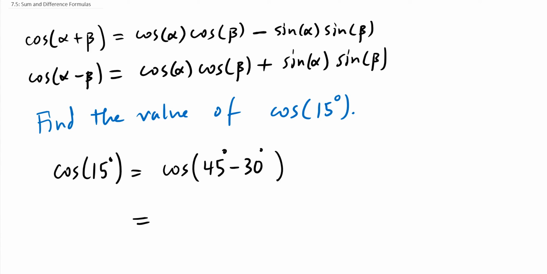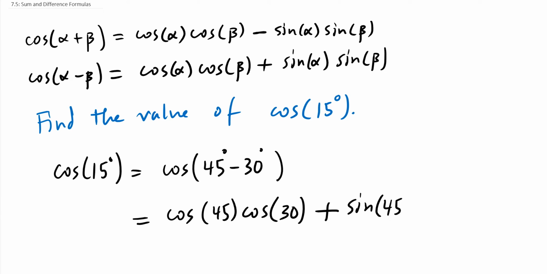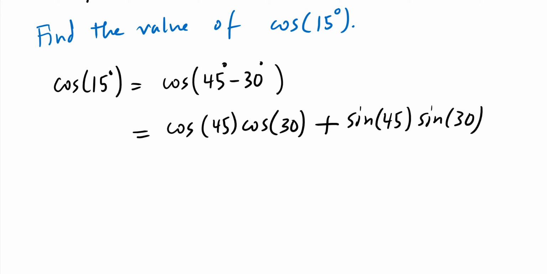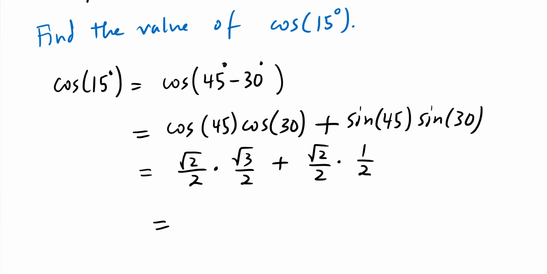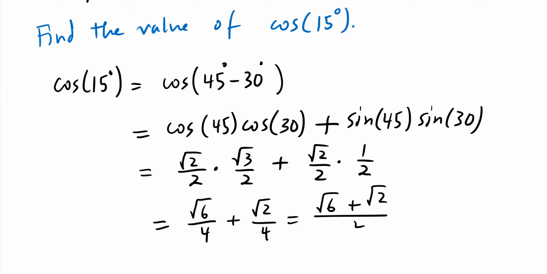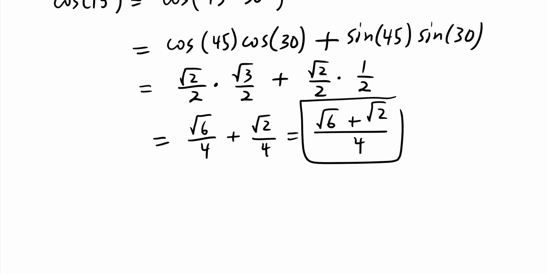And then you can apply the second formula up there. So cosine the first angle, cosine the second angle, plus sine the first angle, sine the second angle. Let's see what we have here. Cosine 45 is the square root of 2 over 2. Cosine 30 is square root of 3 over 2. Sine 45 is square root of 2 over 2. And sine 30 is 1/2. So that gives us square root of 6 over 4 plus square root of 2 over 4. So the answer is square root of 6 plus square root of 2, over 4. See, we were able to find it using these formulas without using a calculator.